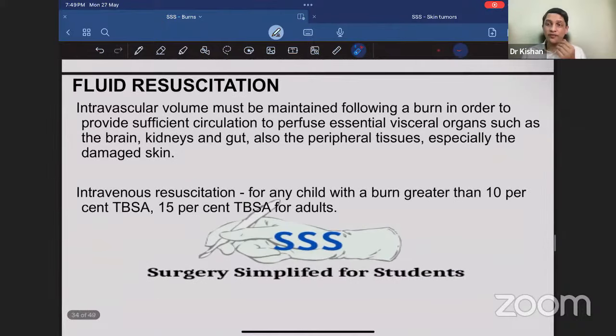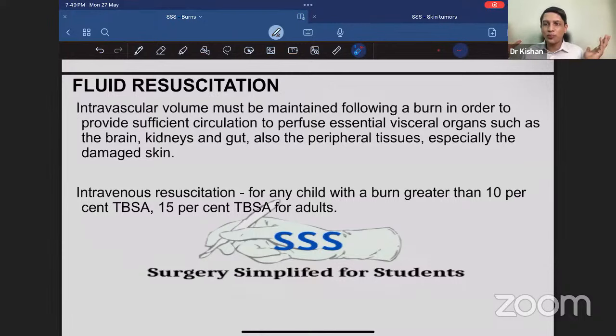Here, the most important: if I am the examiner, in burns I'll ask only two questions. One is the rule of 9: when the patient has come to you, how do you calculate the percentage of burns? That would be my first question. Second is fluid resuscitation: how do you initially manage the patient? Because at the undergraduate level, these are the important things.